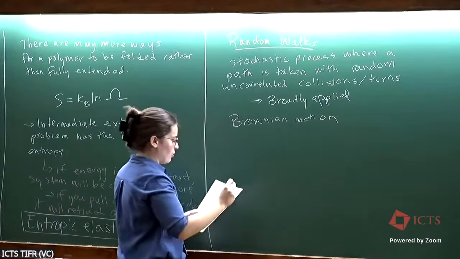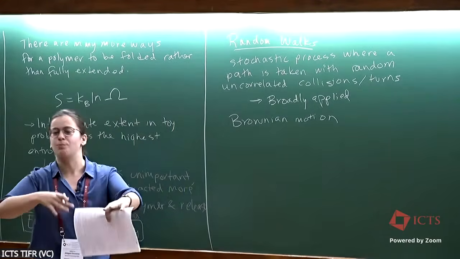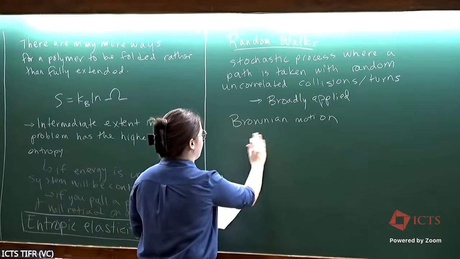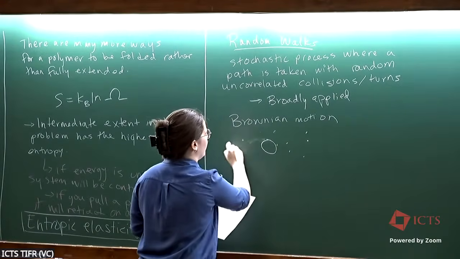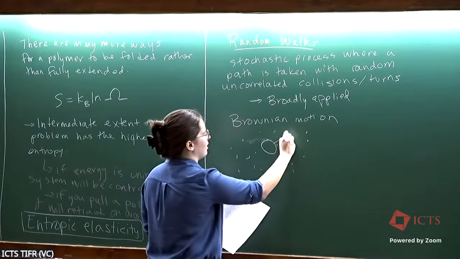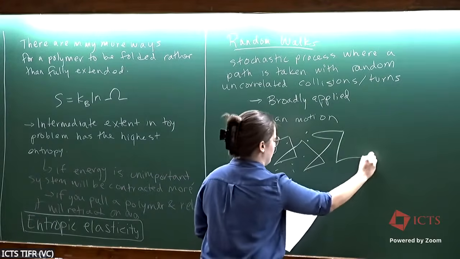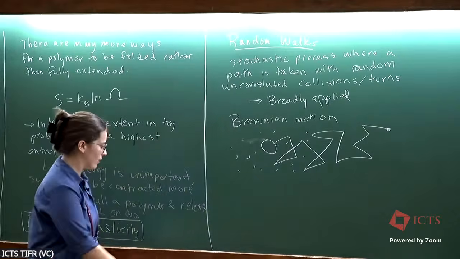So Brownian motion is the random motion of a large molecule because it is buffeted by smaller molecules in a bath. Let me actually just draw a picture. So we have a large particle in something like a solvent, and it will take some sort of path like this. This is a perfect example of a random walk.